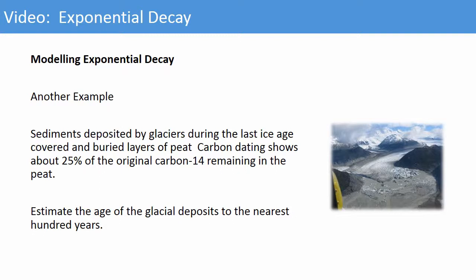Here is another example. Sediments deposited by glaciers during the last ice age covered and buried layers of peat. Carbon dating shows about 25% of the original carbon-14 remaining in the peat. Estimate the age of the glacial deposits to the nearest 100 years.